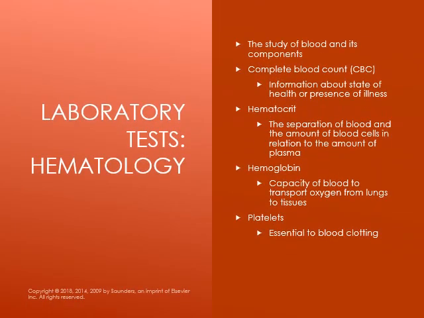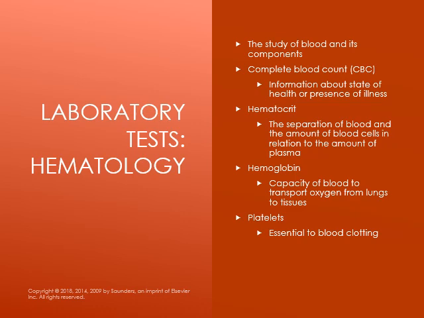Let's familiarize ourselves with laboratory tests. These tests can be performed on body fluids or tissue to determine changes from the normal state. A type of laboratory test is your hematology test. This test is the study of blood and its components. The complete blood count, also referred to as CBC, provides you with information about the state of health or presence of an illness. Please refer to Table 24.1, page 410 in your textbook. This provides you with examples of complete blood counts for adults.